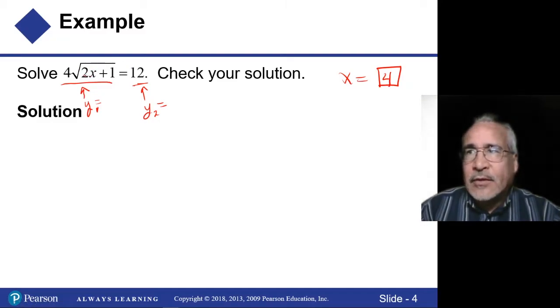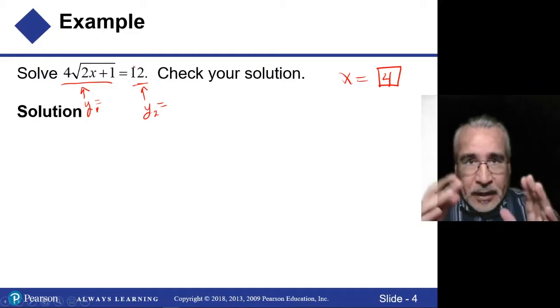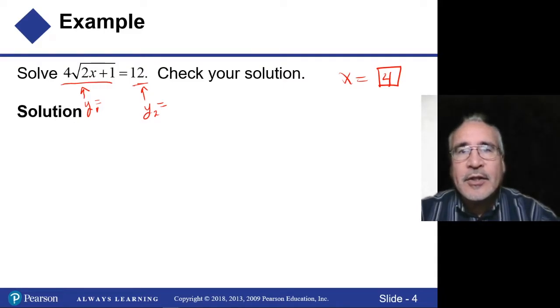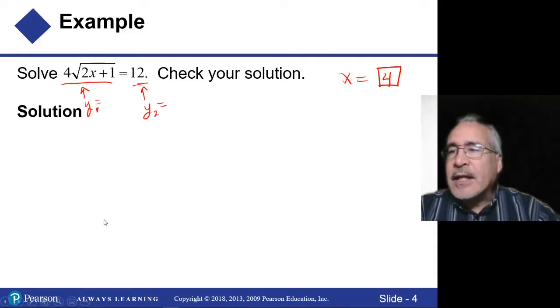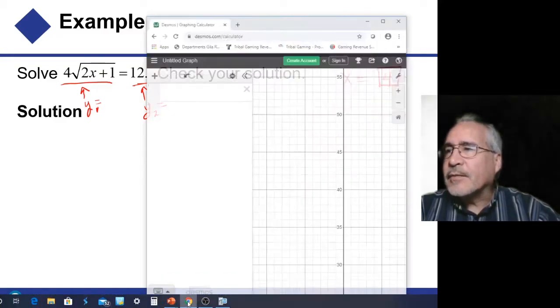4 times 2 is 8, plus 1 is 9. Square root of 9 is 3. 3 times 4 is 12. It's going to work. I'm also now going to take you through the by hand method, but I wanted to show you that. And then the next one, I'll show you the use of, well, let's do it right now.